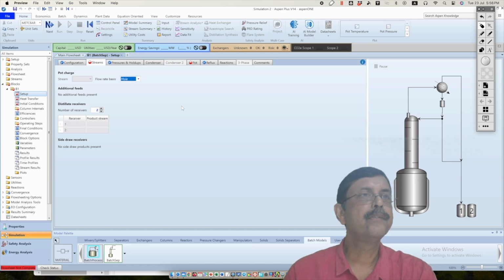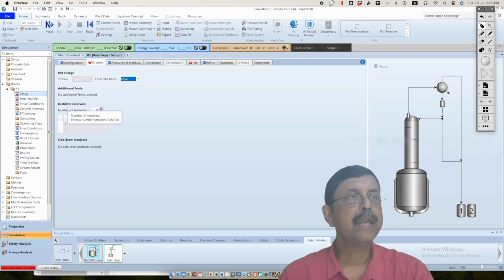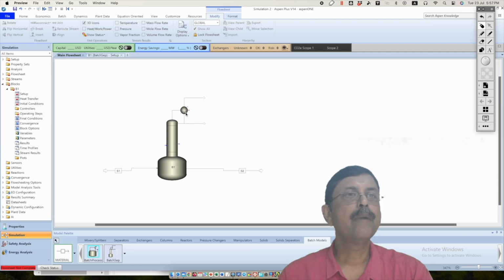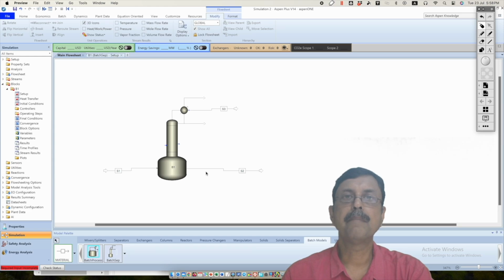Now go to the stream. Here you have to provide the number of distillate receivers. In order to understand it better, let us go to the main flow sheet and connect the stream. There is one mandatory input, that is the pot charge, and one mandatory output, that is the final column contents. And you have a third stream, that is the distillate stream. Okay, so one input, two outputs. So these are the minimum number of inputs and outputs that you have to fix.